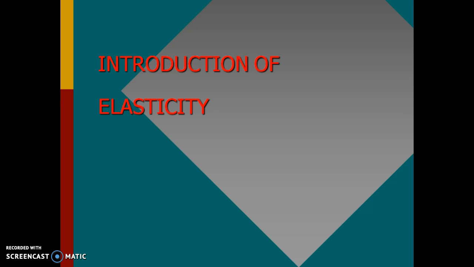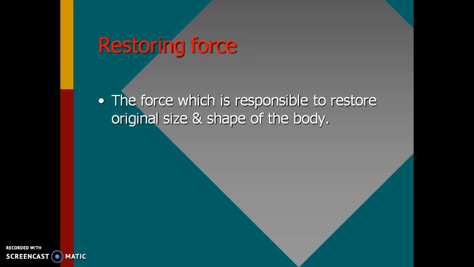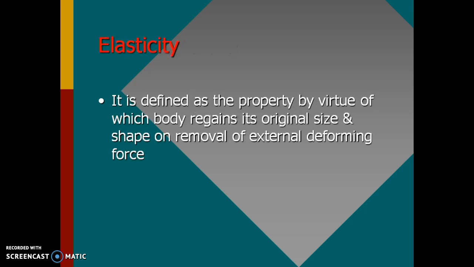In case of a few bodies, shape and size are recovered on removal of the applied force, and in case of a few bodies, they cannot recover or regain. On the basis of this fact, bodies are classified into two types, that is elastic body and plastic body. Now we will see some basic definitions. Deforming force: the force applied on an elastic body which is responsible to deform it is called deforming force. Restoring force is the force which is responsible to restore the original size and shape of the body.